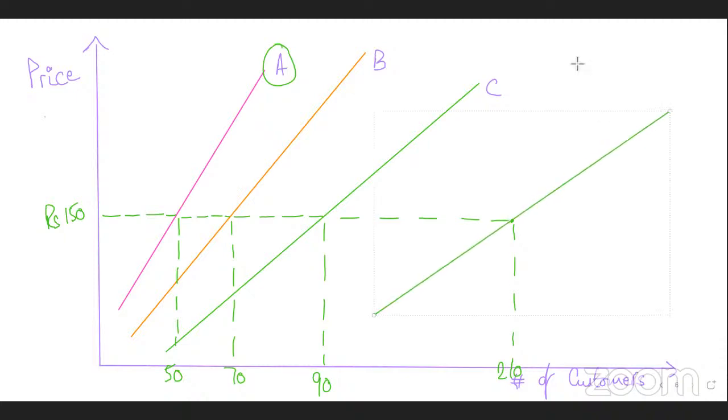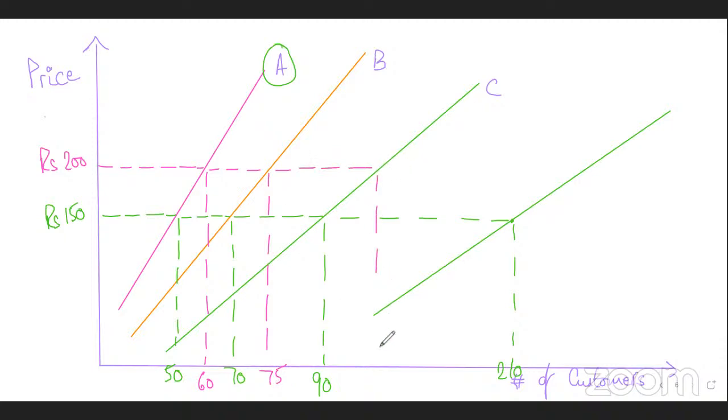Similarly, how are we getting the other values? So other values are also calculated in the same way. So if I choose any price higher than this, let's say 200 rupees per haircut, shop A is, let's say, handling 60 customers. And shop B is, let's say, entertaining somewhere in the middle, so let's say 75. And then shop C is catering to, let's say, 110.